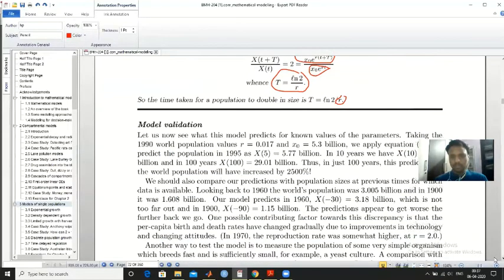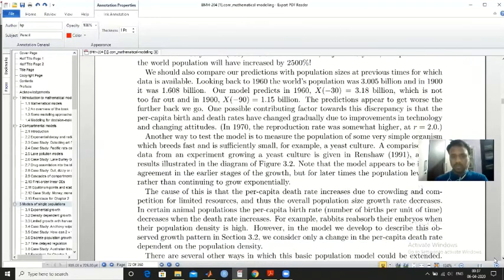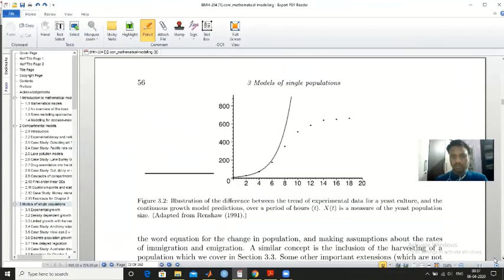They have discussed some examples. You can find out in this exercise easily. Just put the values and you can find out when the population will become 5 times, 10 times, etc. It's clear. So we have already discussed this type of model.